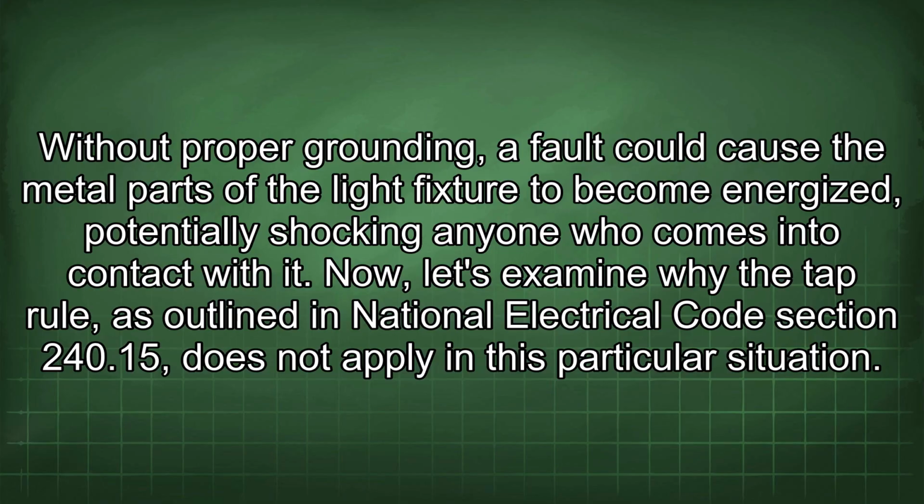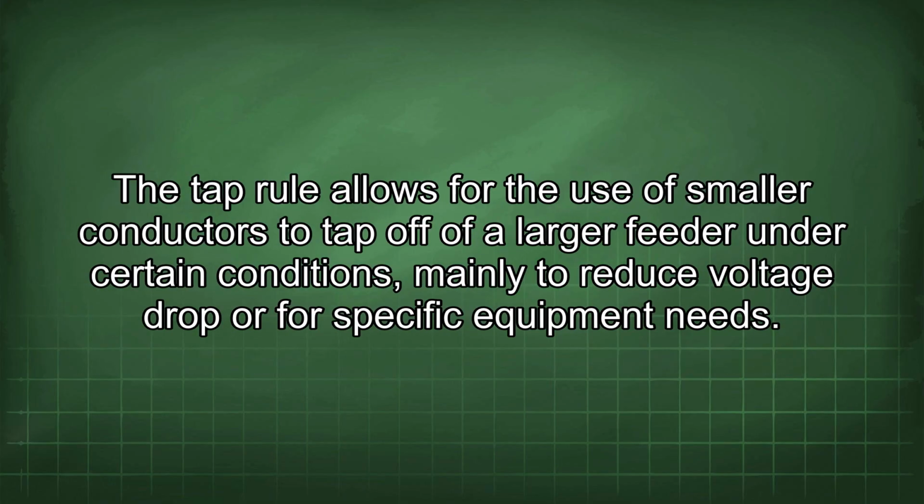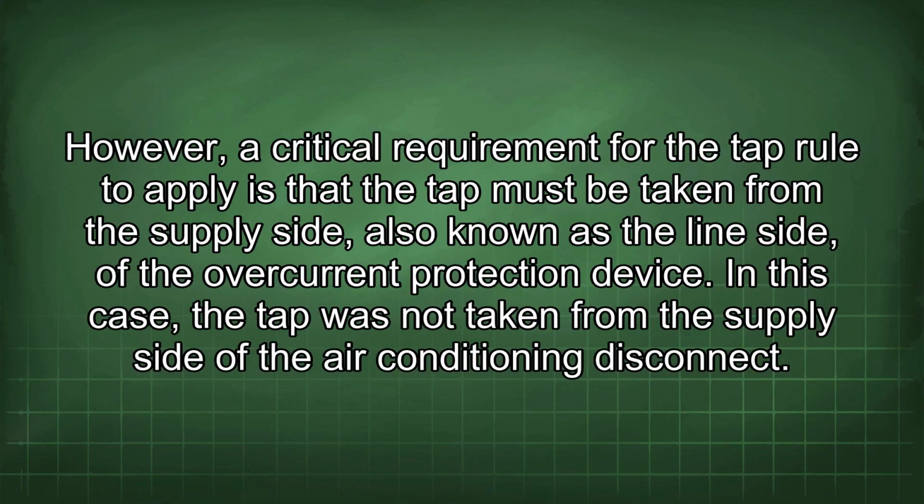Now let's examine why the tap rule, as outlined in National Electrical Code Section 240.15, does not apply in this particular situation. The tap rule allows for the use of smaller conductors to tap off of a larger feeder under certain conditions, mainly to reduce voltage drop or for specific equipment needs. However, a critical requirement for the tap rule to apply is that the tap must be taken from the supply side, also known as the line side, of the overcurrent protection device.